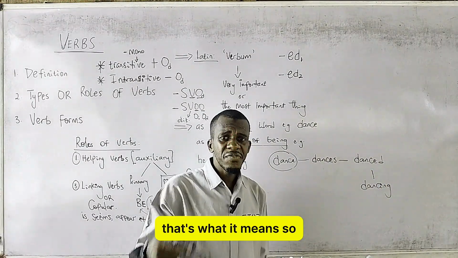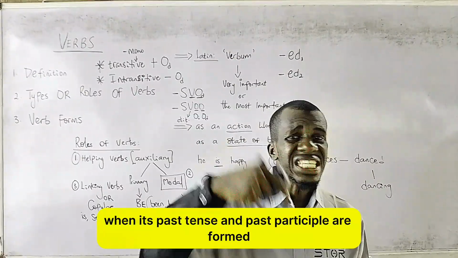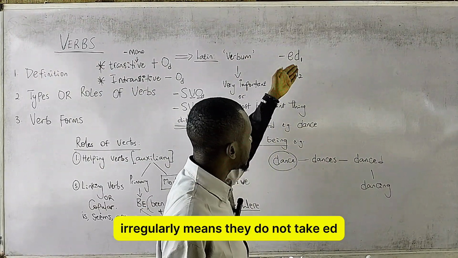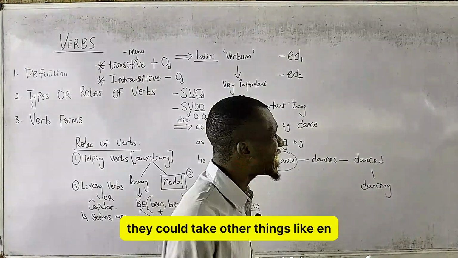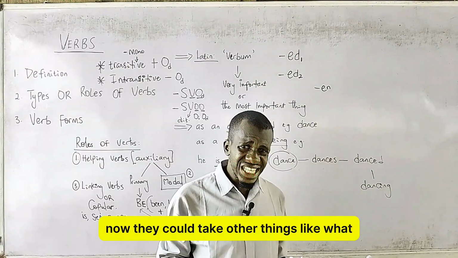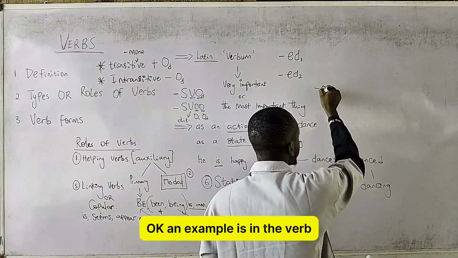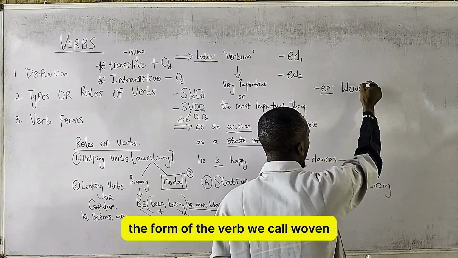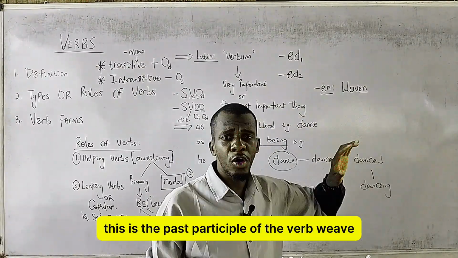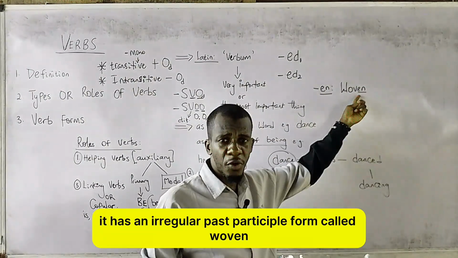That's what it means. So a verb is now said to be irregular when its past tense and past participle are formed irregularly. Now, what do we mean by irregularly? Irregularly means they do not take ed. They could take other things like en. You see that now? An example is the form of the verb we call woven. Look at it there. Yes. This is the past participle of the verb weave. It has an irregular past participle form called woven.